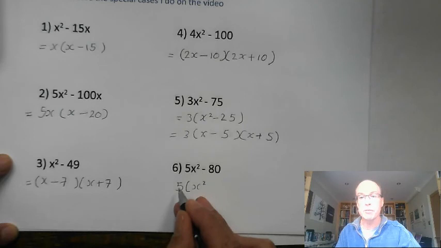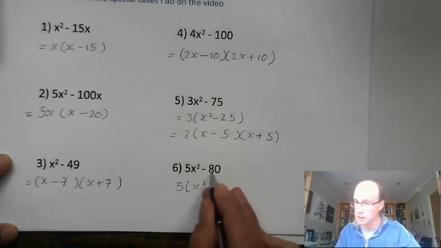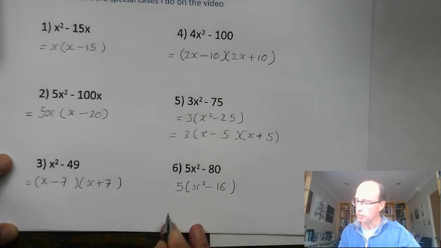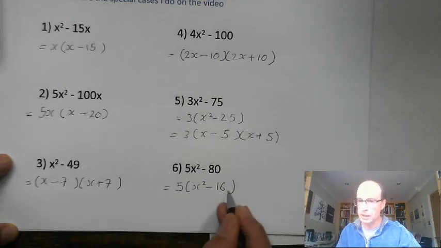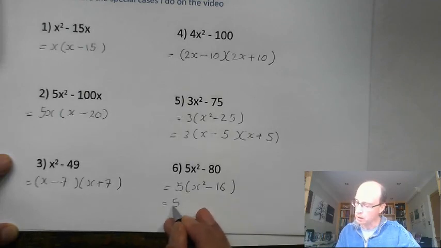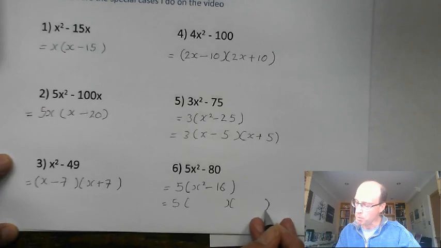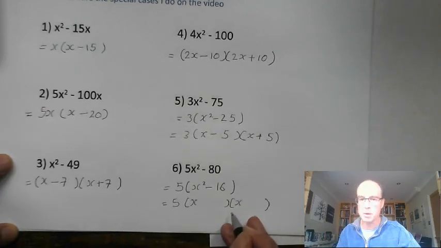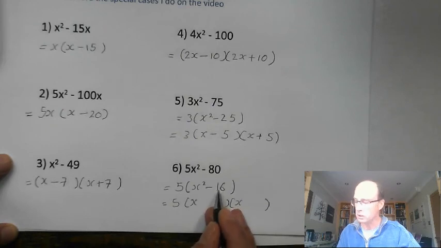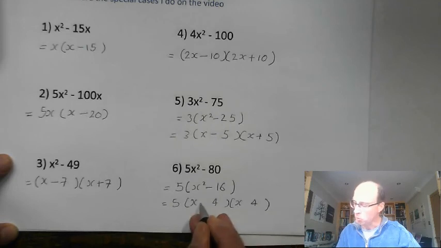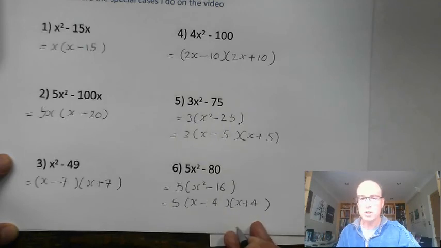What do I multiply 5 by to get negative 80? That's going to give me negative 16. So I've now factorised it into a single bracket. I've got a difference of two squares, so I can convert that into a double bracket. My square root of x squared is x, that goes on the left hand side of both my brackets. Square root of 16 is 4, that goes on the right hand side of both brackets. I need one negative, one positive, and I've fully factorised that expression. Job done.